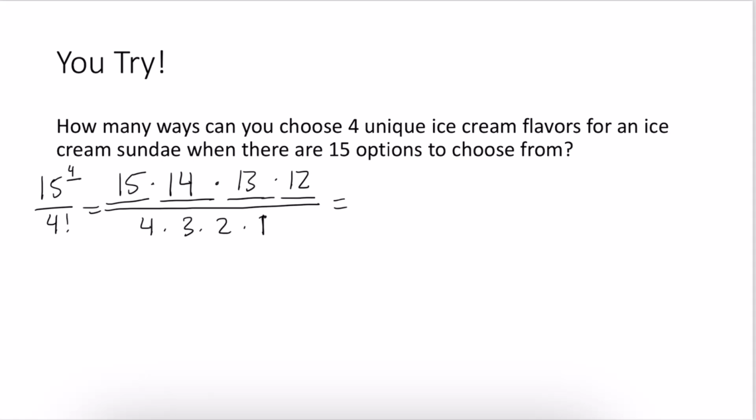You can do it that way, or you can use the nCr button on your calculator and type out 15 nCr 4. And when you do that, you find that there are 1,365 different ice cream sundaes that you could create with these 15 flavors of ice cream. So that's how you would do the first problem.